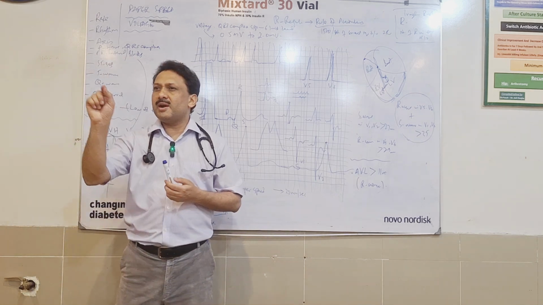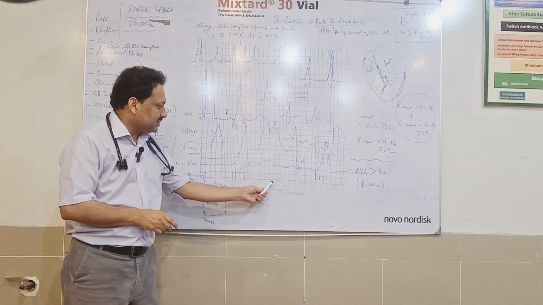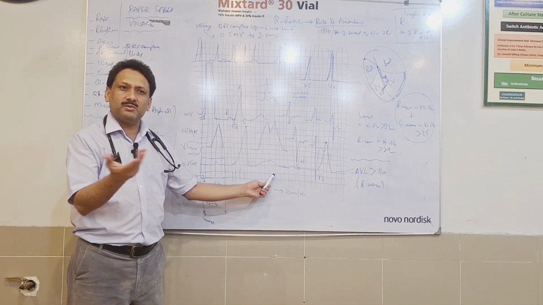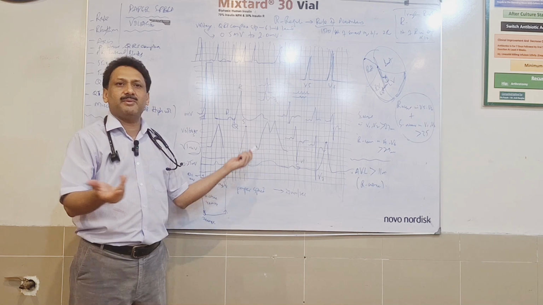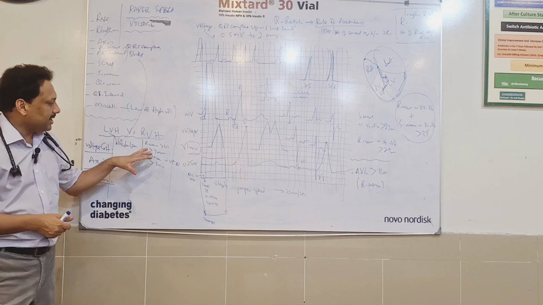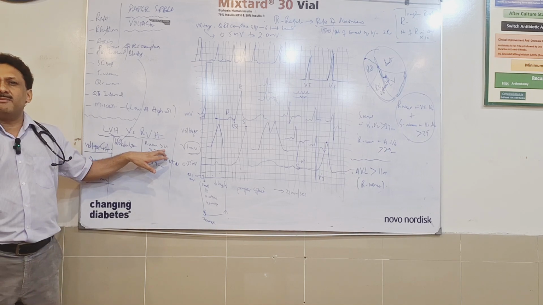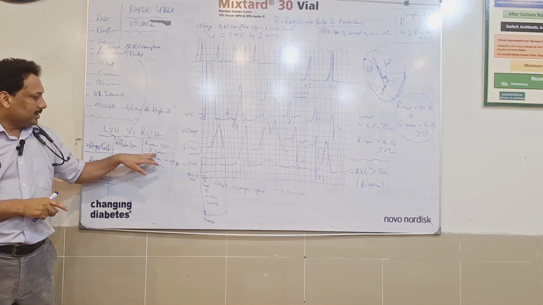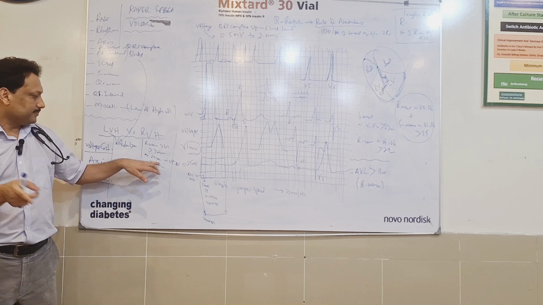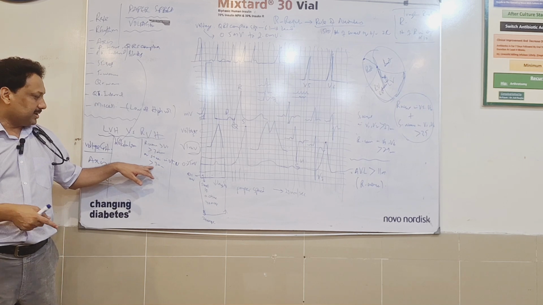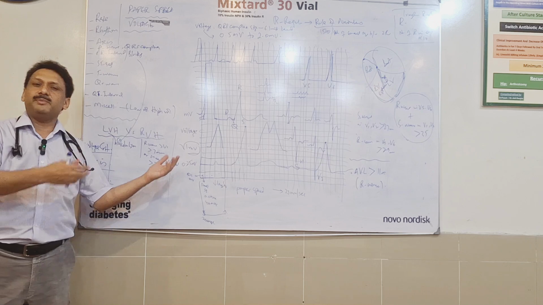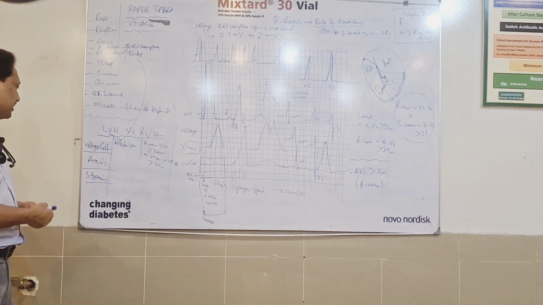I am using the word mm. You understand the mm? One small box, one small square is equal to 1 mm, 2 mm, 3 mm, 4 mm, 5 mm, 6 mm, 7 mm. So if somebody is having R wave in lead V1, V2 greater than 7 mm or S wave in V5, V6 greater than 7 mm, that can be taken as right ventricular hypertrophy criteria.